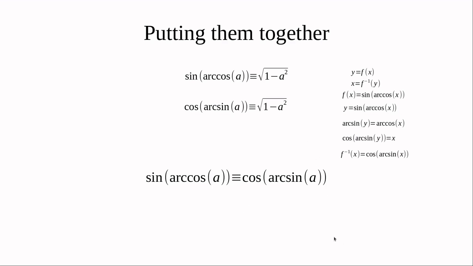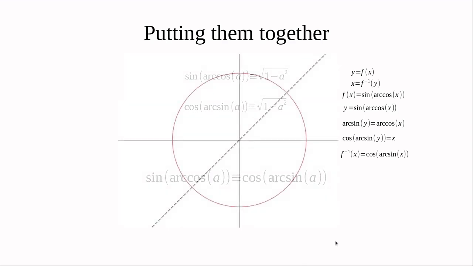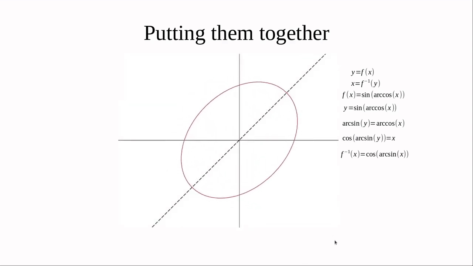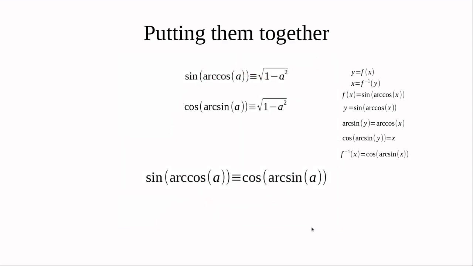And of course you can see how that works by looking at the graph. It's just a circle, and to take the inverse visually you reflect it along the line y equals x, and of course the circle does that. It's the same when you reflect it.